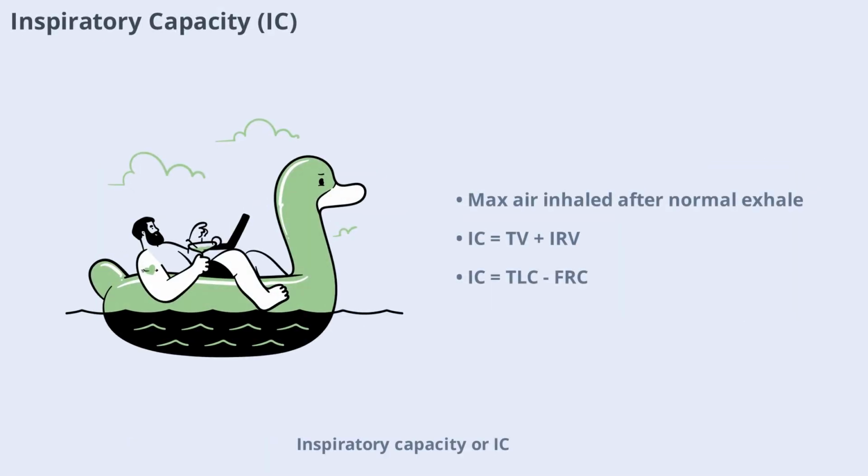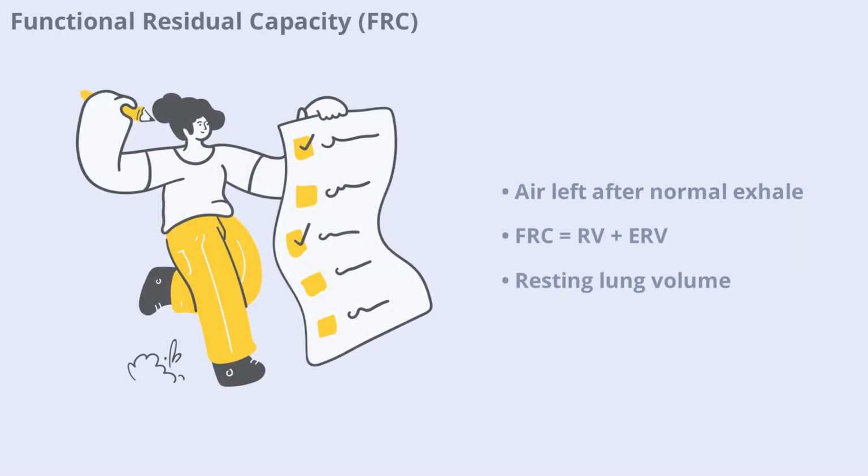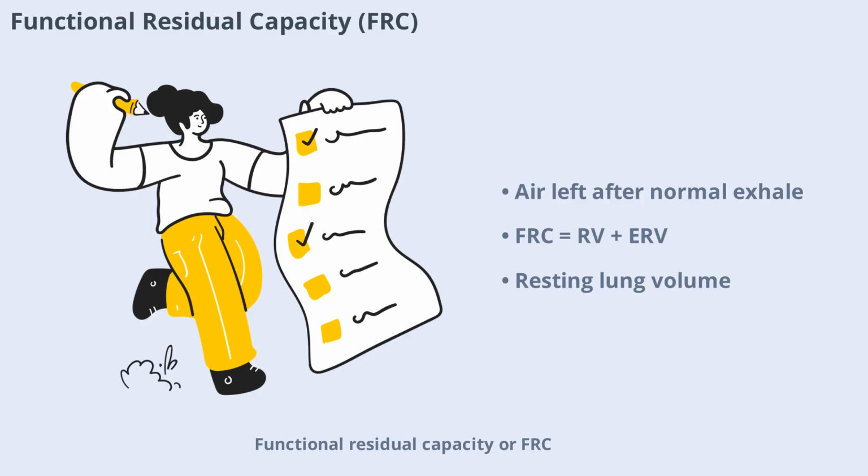Inspiratory capacity, or IC, is the maximum amount of air you can inhale after a normal expiration. It's calculated as the sum of tidal volume and inspiratory reserve volume, or as the difference between total lung capacity and functional residual capacity. Functional residual capacity, or FRC, is the volume of air remaining in the lungs after a normal, relaxed expiration. It's the sum of residual volume and expiratory reserve volume, representing the resting level of the lungs.